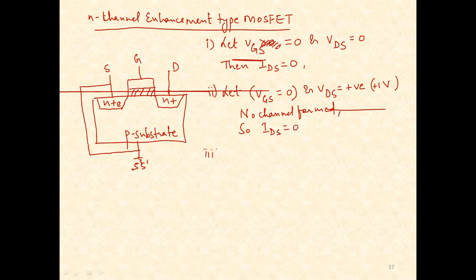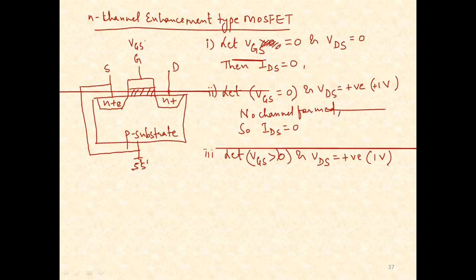Then the third case, let us ensure that VGS is greater than 0. Let it be a positive value, and let VDS be also a positive value. Let us assume again it is 1 volt. And now what happens? When VGS is positive, VGS is greater than 0, then I have already told you that this particular structure acts as a MOS, metal oxide semiconductor. In turn, it is a parallel plate capacitor.